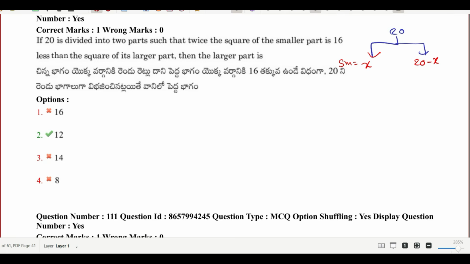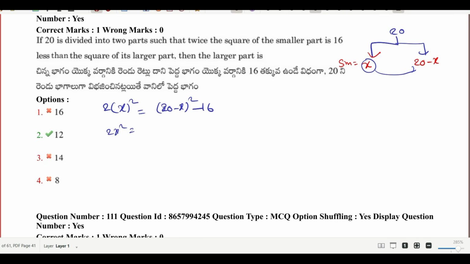And what else is given? What is the relation between the smaller part and the larger part? Twice the square of the smaller part is 16 less than the square of the larger part. The square of the larger part is 20 minus x the whole square. So 2x square is equal to 20 minus x whole square minus 16.